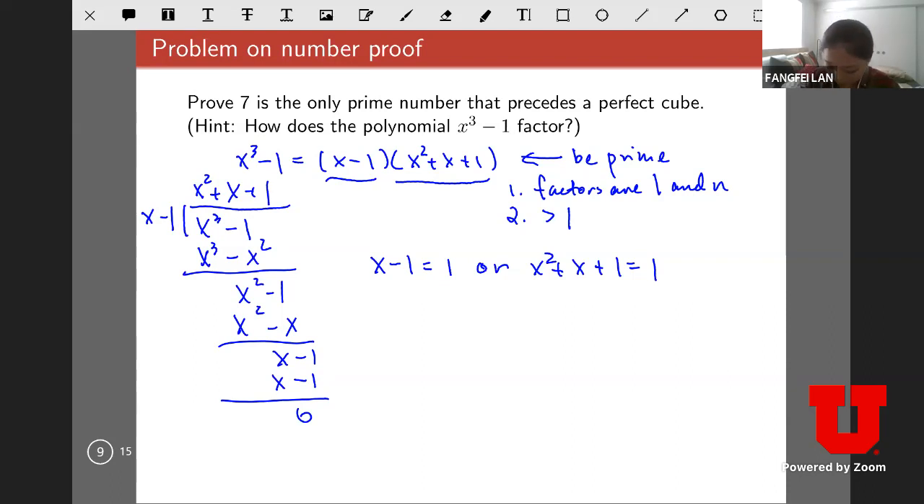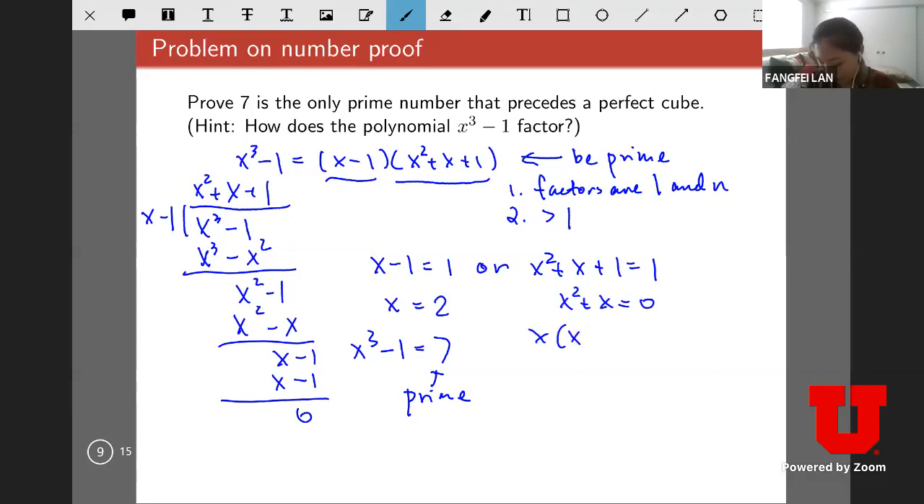So we're just going to do some algebra right here. This makes x equal to 2. When x equals 2, x cubed minus 1 is 7. So that's 8 minus 1 is 7, and 7 is a prime. But then right here we have x squared plus x, this is 0. So we have x times x plus 1 equals 0. This is just simple algebra, right? So either x is 0 or x plus 1 is 0. So we have x is negative 1.